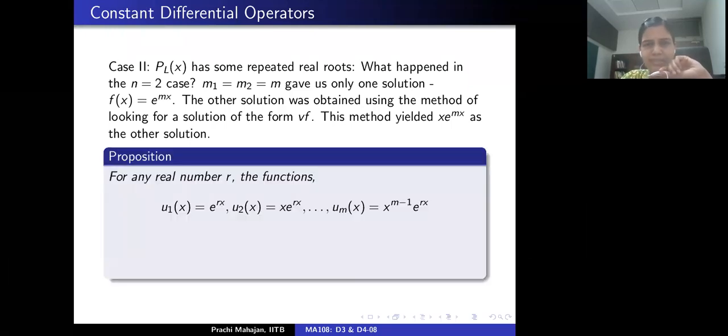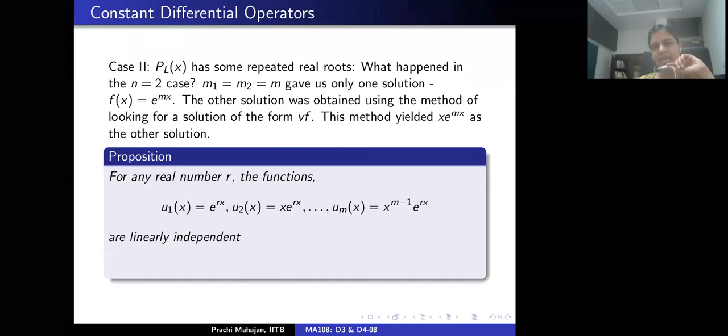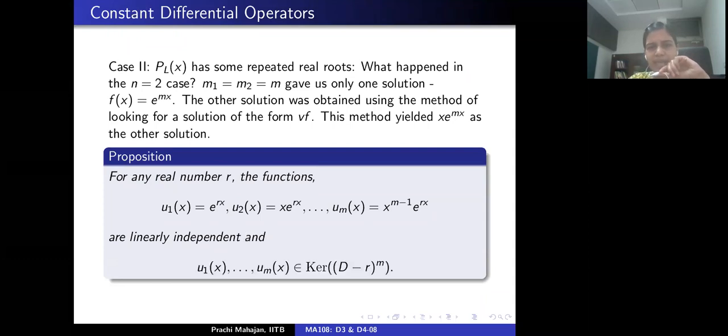The first observation is the following: for any real number r, the functions u1, u2, ..., um defined as exponential rx, x times exponential rx, ..., x to the power m minus 1 exponential rx are linearly independent, and each of them is a solution of (D minus r) to the power m, y equals 0. So each of them is in the null space of the operator (D minus r) to the power m. This is exactly like what we did for order 2 equations, with a little more generality.